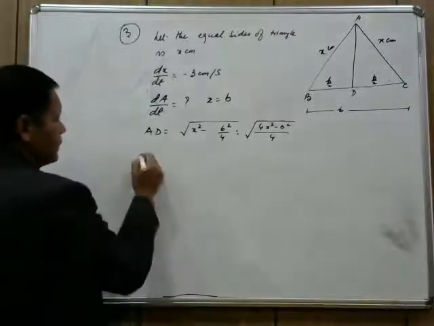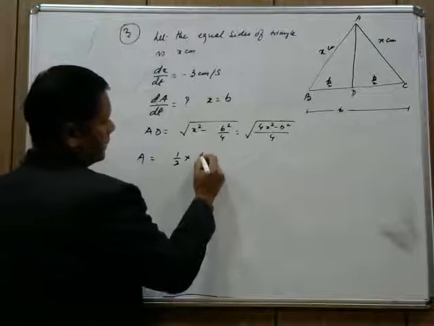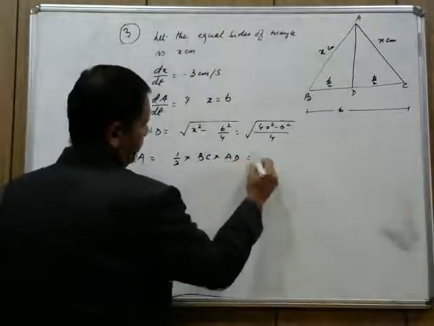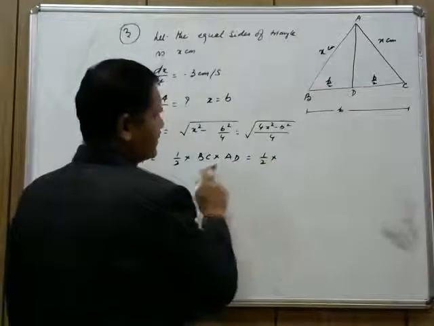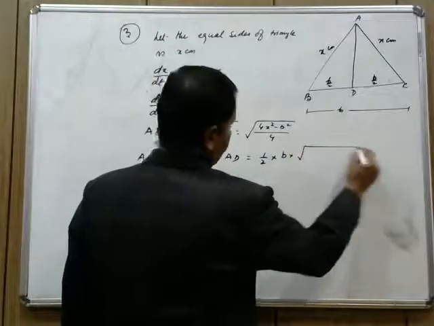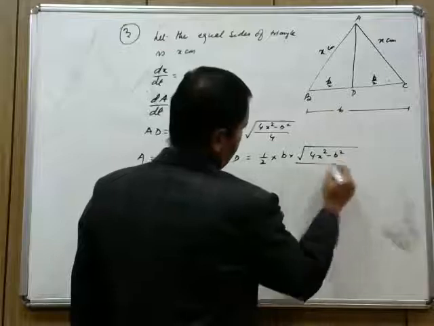Now, area of triangle, we know, is half into base BC into height AD, and that is equal to half into base BC, which is given as b, and the height we have just calculated, that is under root 4x square minus b square upon 4.